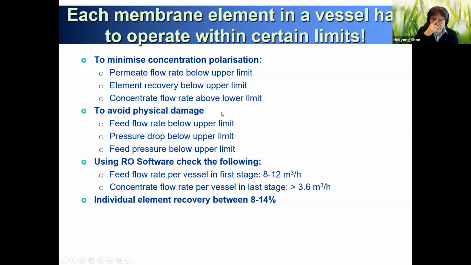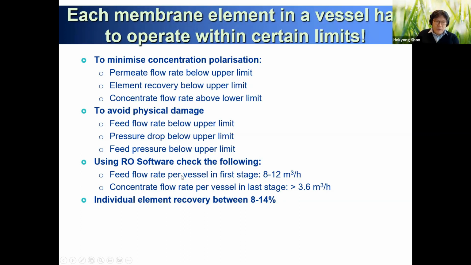Each membrane element and vessel must operate within certain limits to minimize concentration polarization and avoid physical damage. Using the RO software, check the flow rate per vessel in the first stage and the concentrate flow rate per vessel in the last stage. You also need to maintain this water balance. Otherwise, there will not be enough water for the feed and the permeate flow, and you will have a problem.